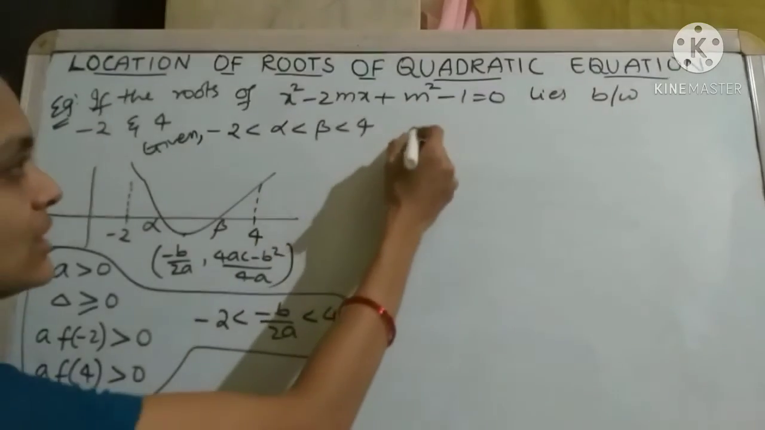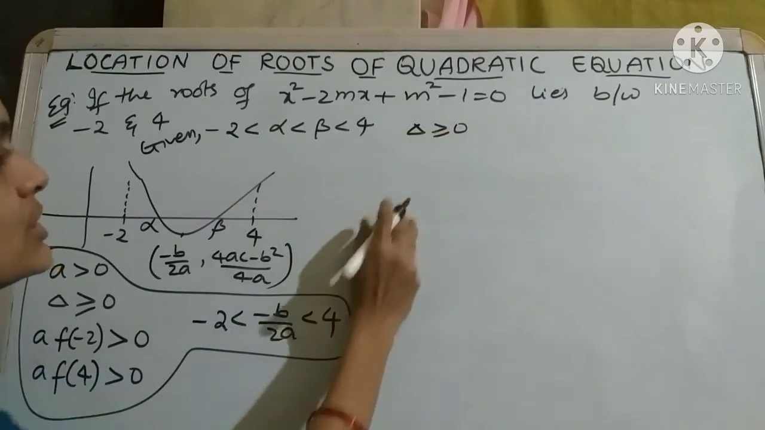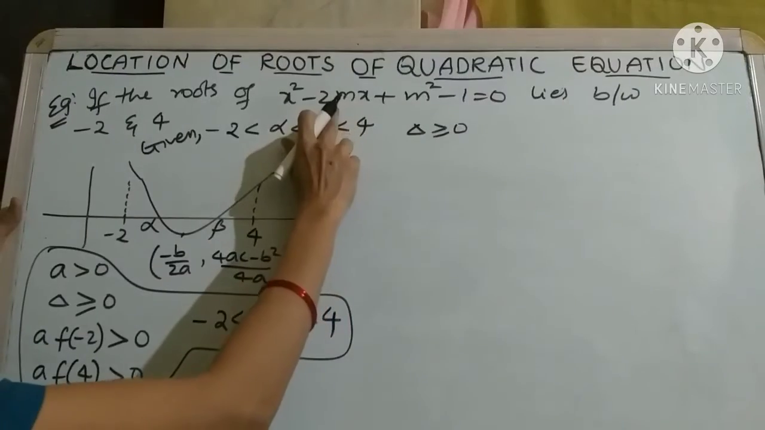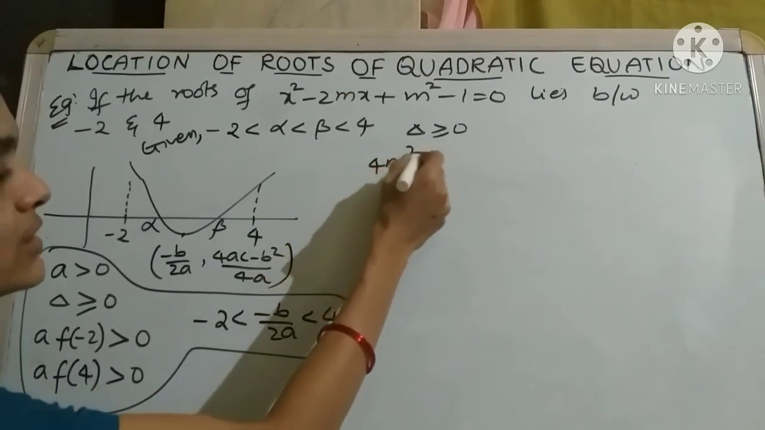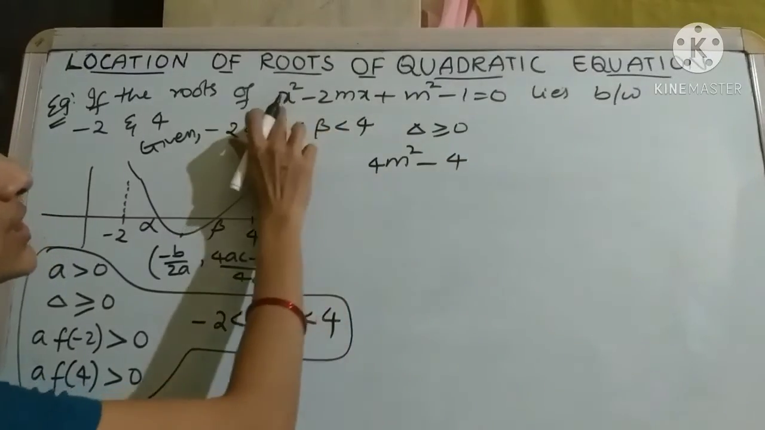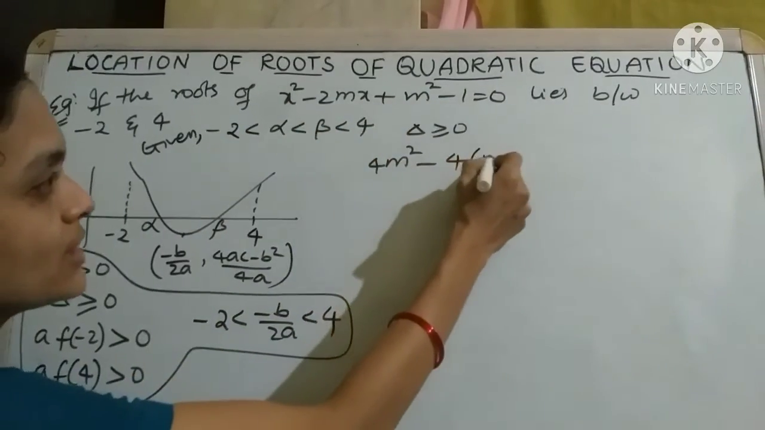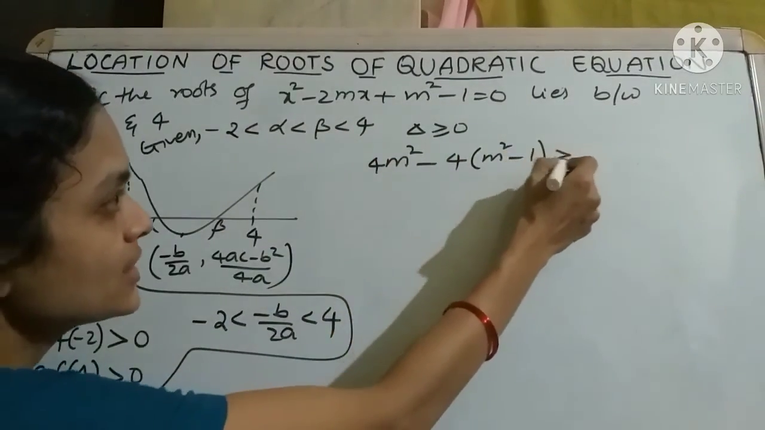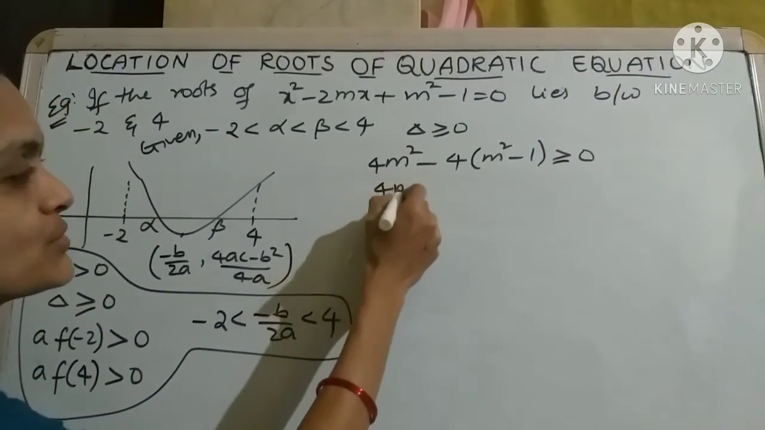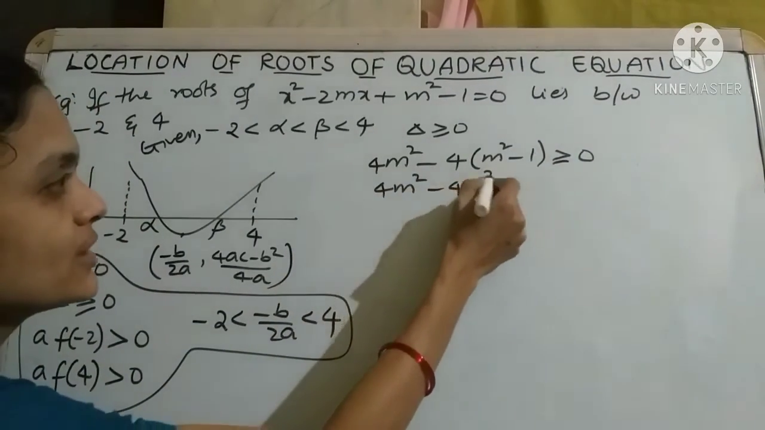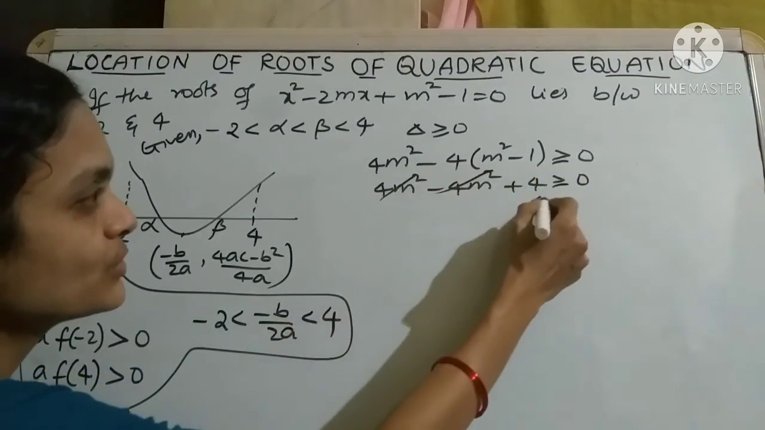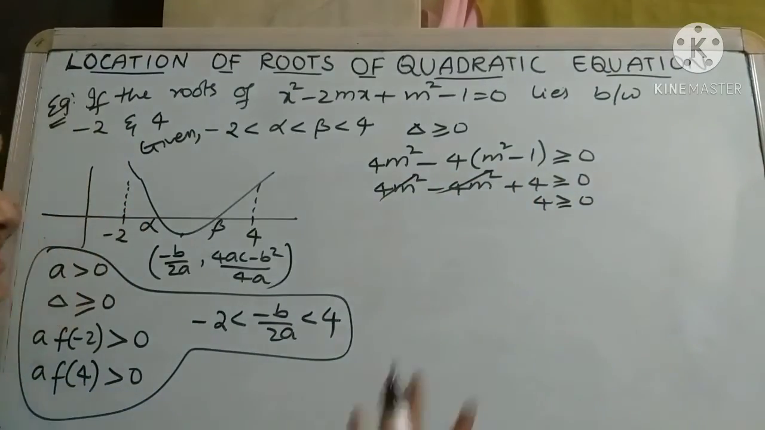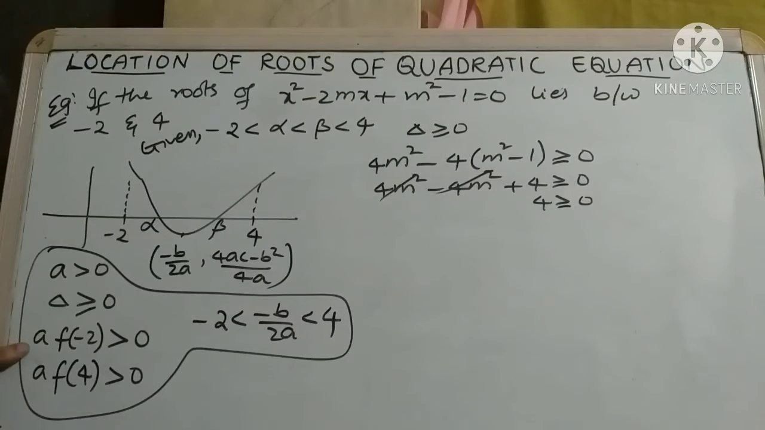First, delta is greater than or equal to 0. Delta means b square minus 4ac. So minus 2m whole square is 4m square, minus 4, where a is 1 and c is m square minus 1, is greater than or equal to 0. Then 4m square minus 4m square plus 4 is greater than or equal to 0. These two get cancelled, and 4 is greater than or equal to 0. There is no meaning, so no restriction on the value is given by this.